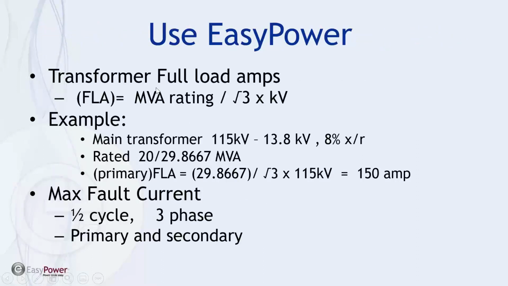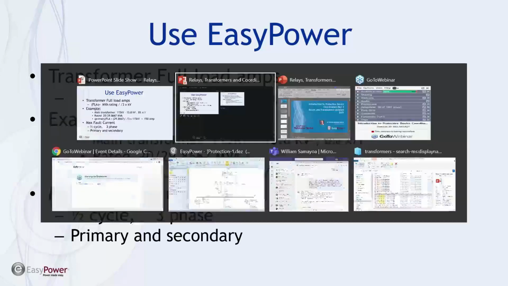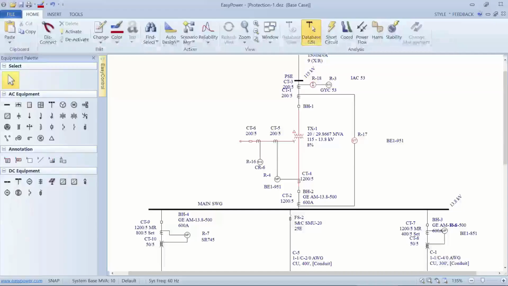Okay, so just for calculating purposes manually, we're going to be using a transformer that's a step down from 115 kilovolts to 13.8 kilovolts, has an X over R rating of 8%. It's rated just under 30 MVA. And by hand calculations, we see that the full load current on the primary side is going to be 150 amps. Now, the max fault current is something that we need to use EasyPower to determine. So let's jump into the tools and talk about this.